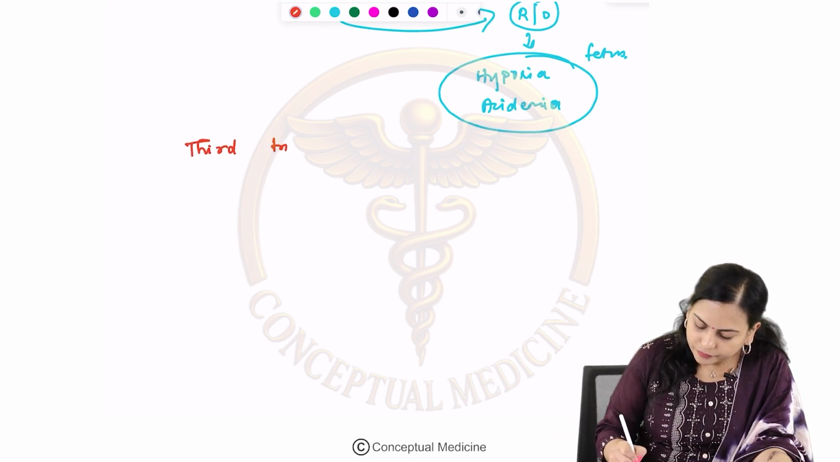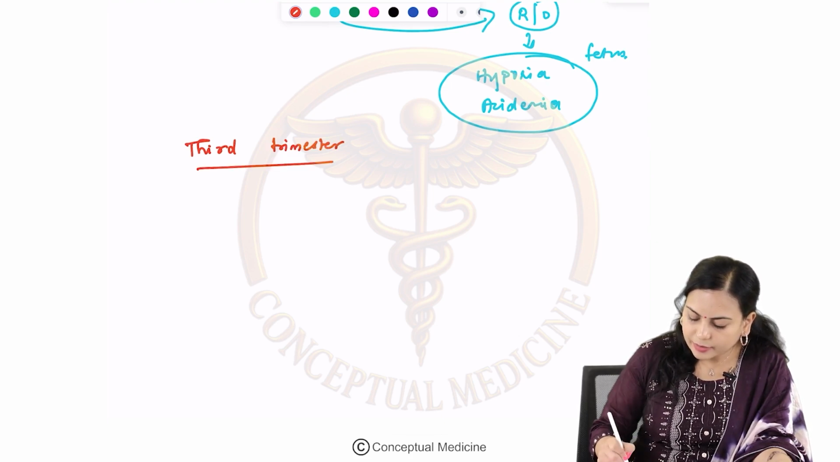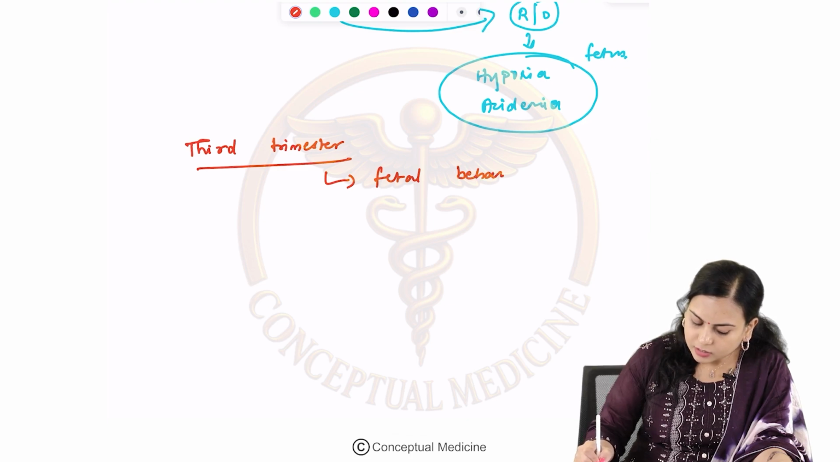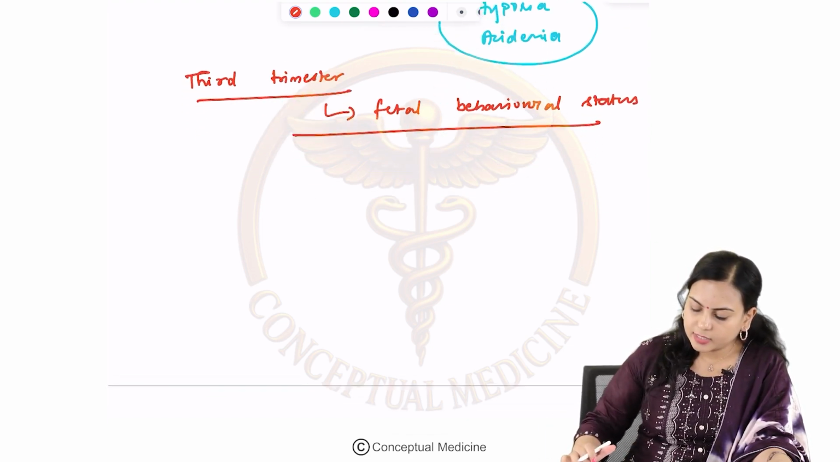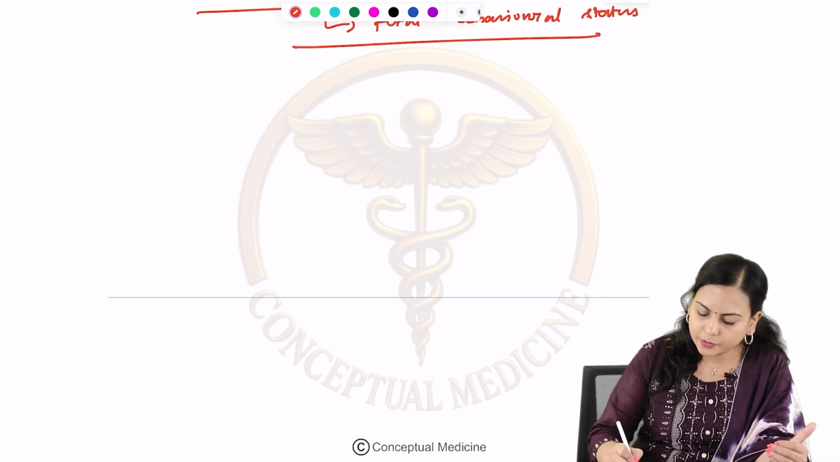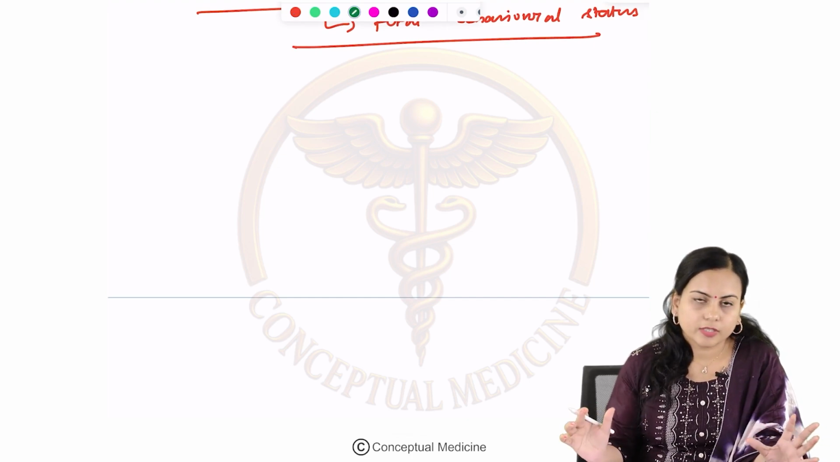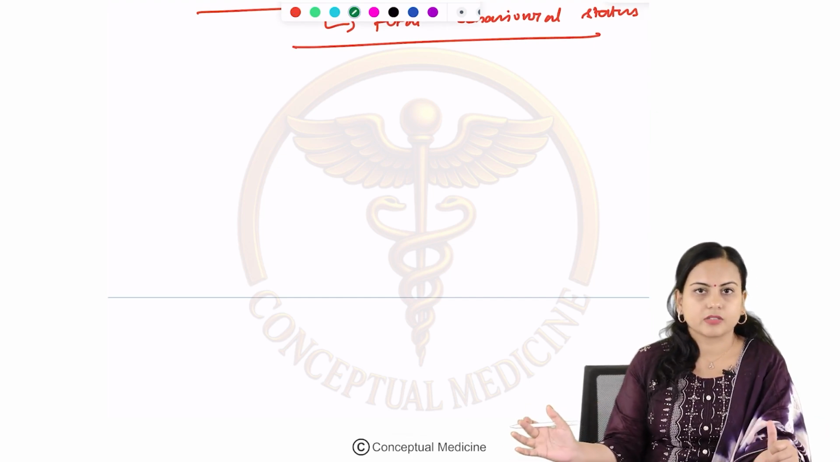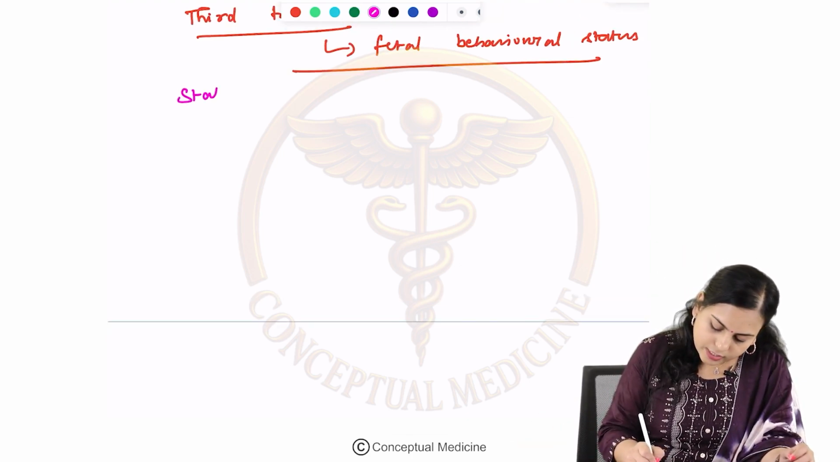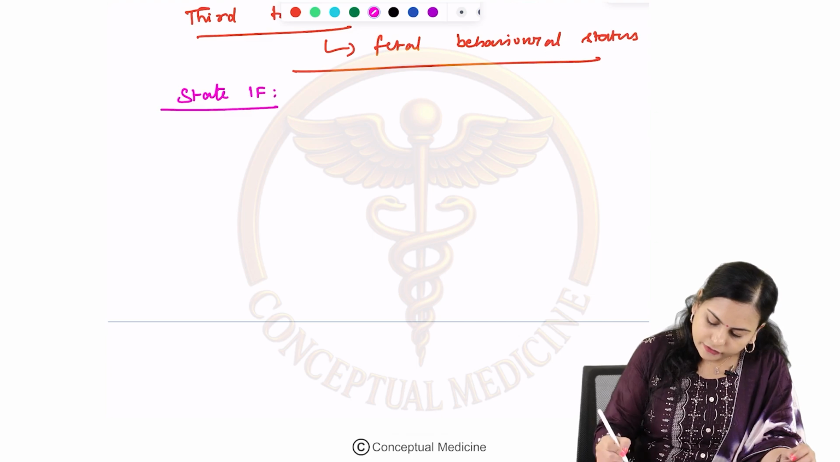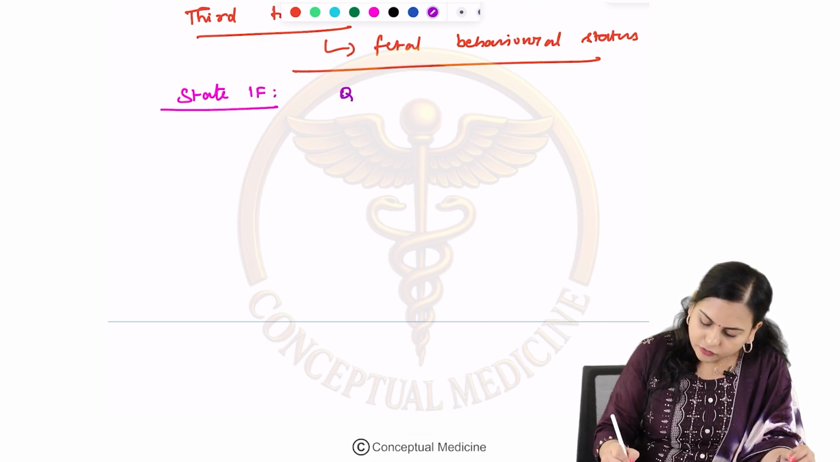Then also remember, especially in the third trimester, we'll have some fetal behavioral status. Okay, let us see these status. So, this will help you to know more about the fetal patterns in the third trimester. Okay, we'll see all these states now. So, state 1F, which is a state of quiet sleep.